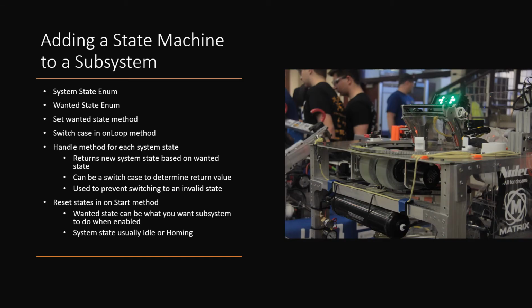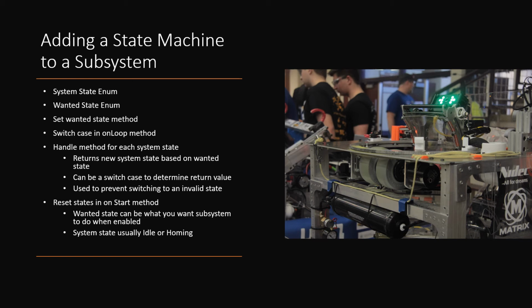Now this is a pretty heavy slide, but if you want to convert a simple subsystem into a state machine subsystem, this is how you do that. So for a state machine, it has two enums, a system state and a wanted state. Now the system state is the actual state of the robot, like what it's currently doing, and the wanted state is what the driver wants the system to eventually do. So the job of the state machine is to get the system state to eventually become the wanted state.